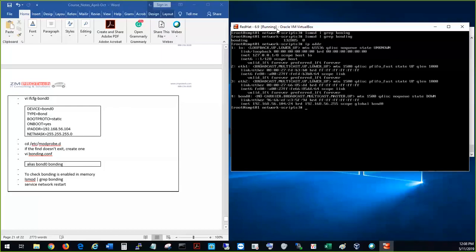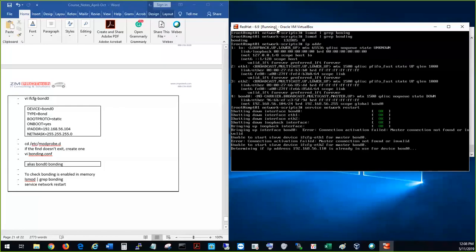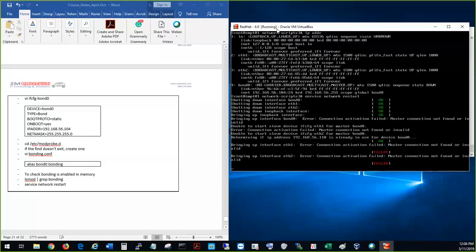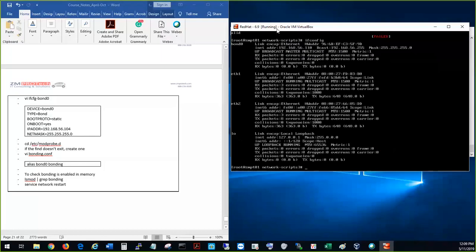So I'm going to restart the network service. The command to start network service is service network restart. Look at that. Uh-oh. Okay, good.